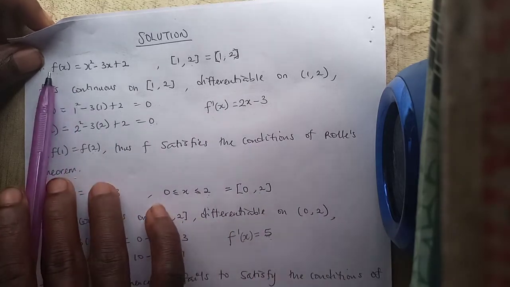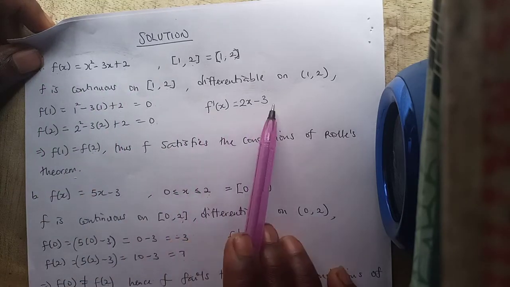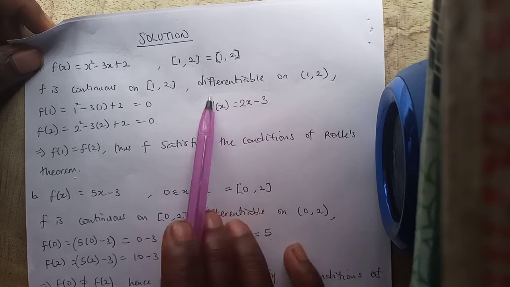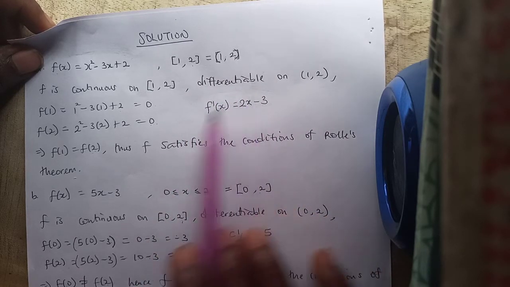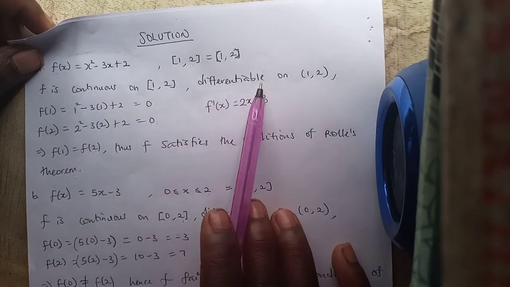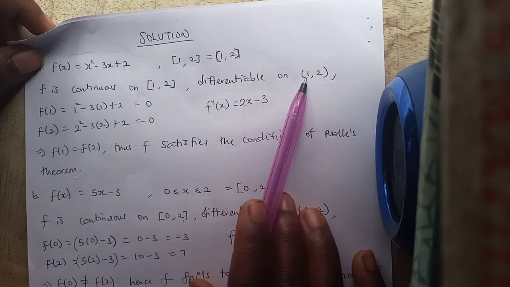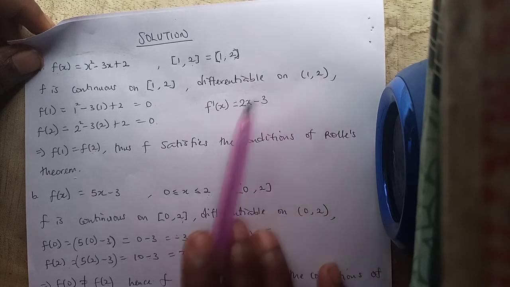But when we differentiated f of x to get this, if this is not defined for this interval, then we say the function is not differentiable. So now, the function is differentiable on the interval 1, 2.